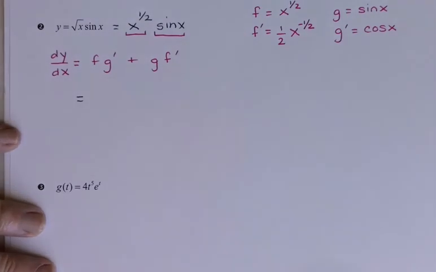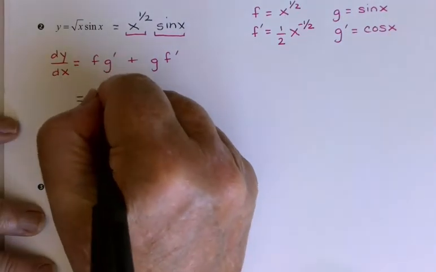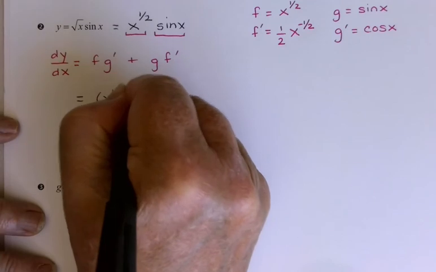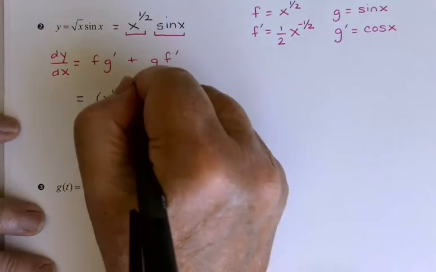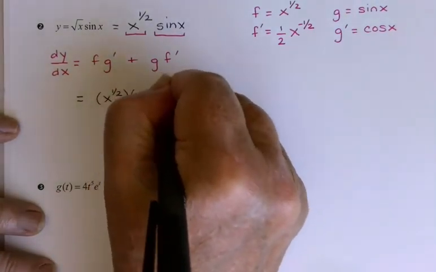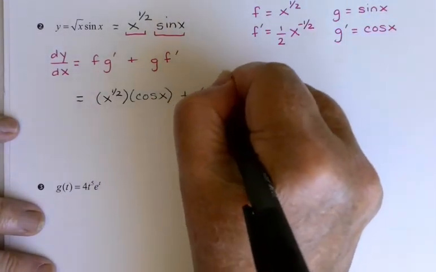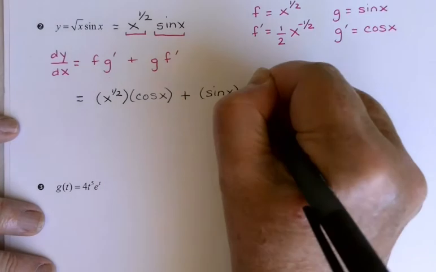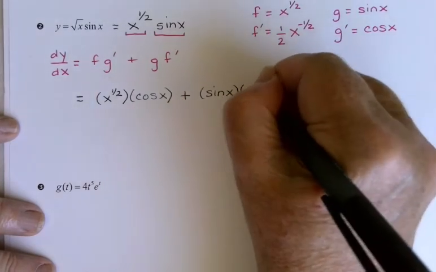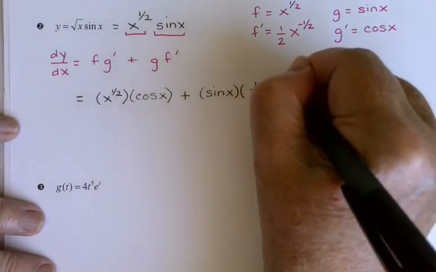All right, so our derivative, f times g prime, cosine x, plus g, which is sine x, times f prime, 1/2 x to the negative 1/2.